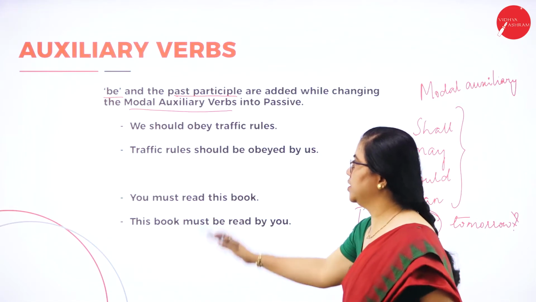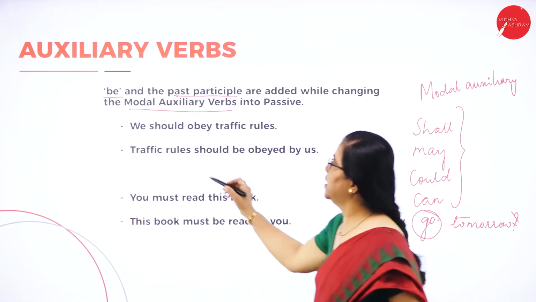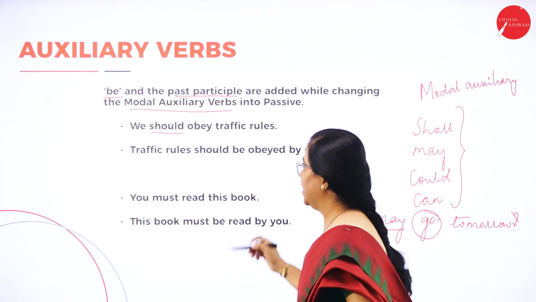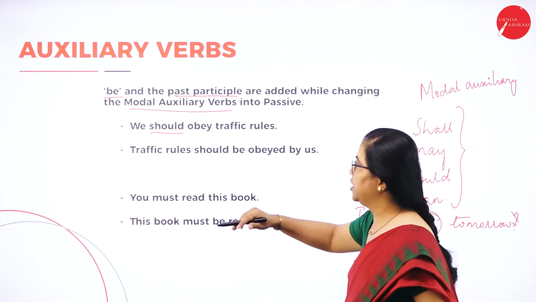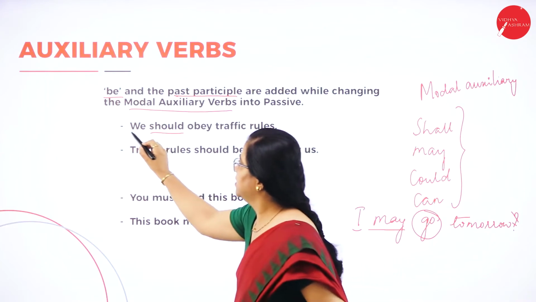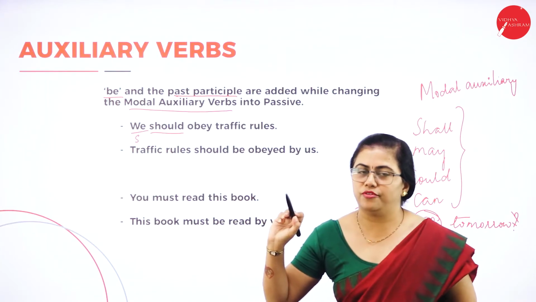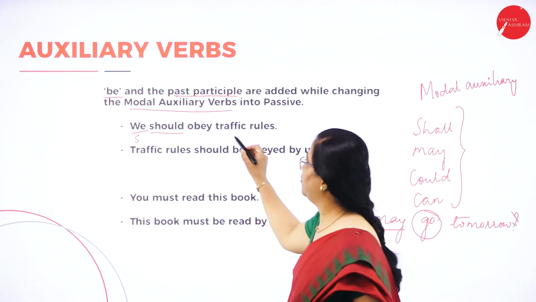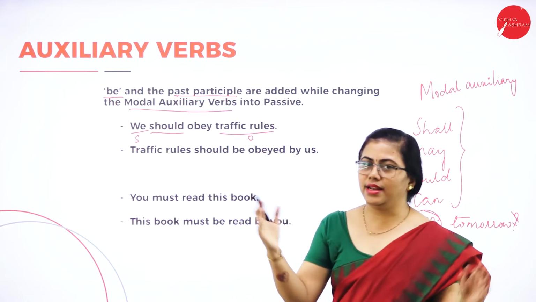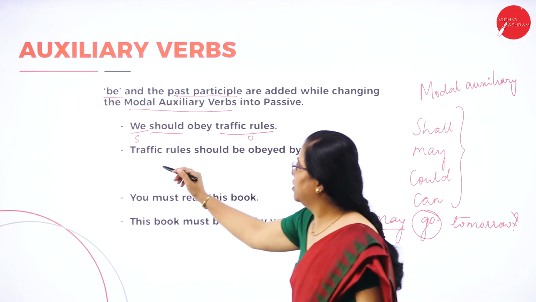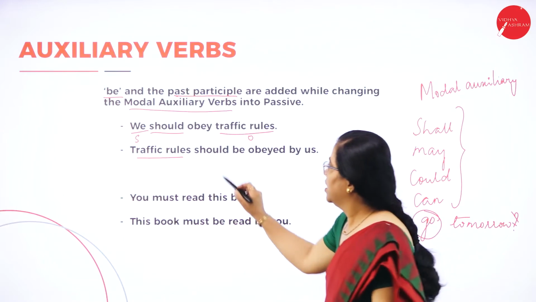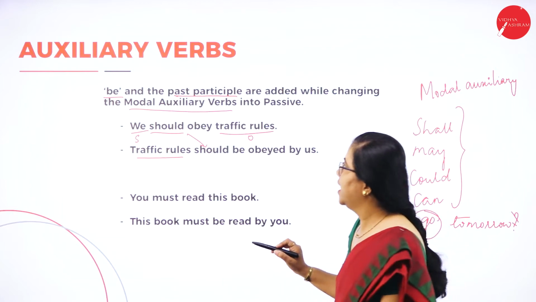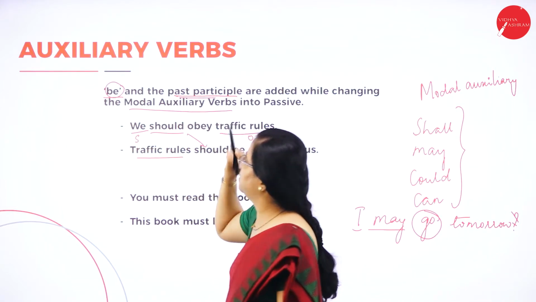So now coming to this. We should obey. Should is the modal auxiliary here. Here you must take care whenever you are changing it to passive voice. We is the subject. The easiest way to change from active to passive is first you identify the subject, then you identify the object, then interchange. Simple. So traffic rules will go here. Should is retained as it is. After that, I said be and the participle have to be added.